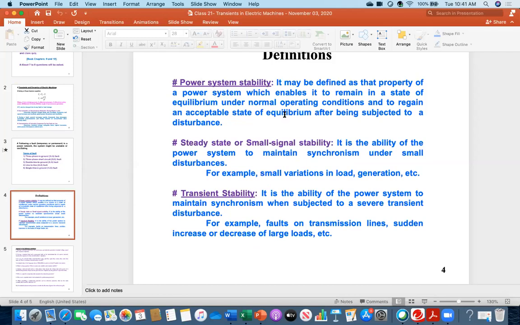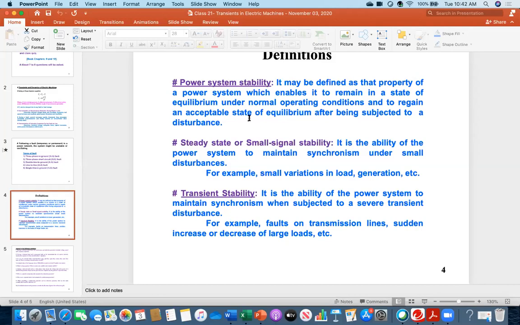Therefore, when I say that an MLGW system is stable, or any power network is stable, it means that it is maintaining normal operating condition, maintaining a state of equilibrium. Even if there is a fault or any disturbance, it still maintains an acceptable state of equilibrium, or balance. Then we can say the power system is stable.